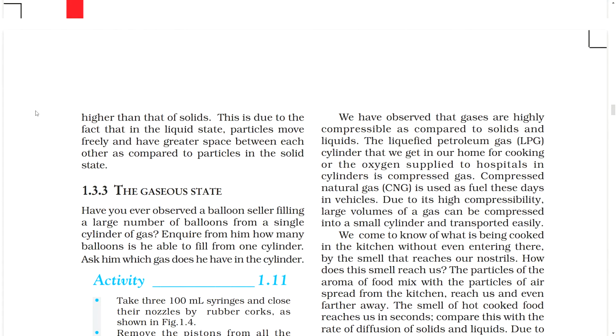We have observed that gases are highly compressible as compared to solids and liquids. The liquefied petroleum gas (LPG) or the oxygen supplied to hospitals in cylinders is compressed gas. Compressed natural gas (CNG) is used as fuel these days in vehicles due to its high compressibility. A large volume of a gas can be compressed into a small cylinder and transported easily.